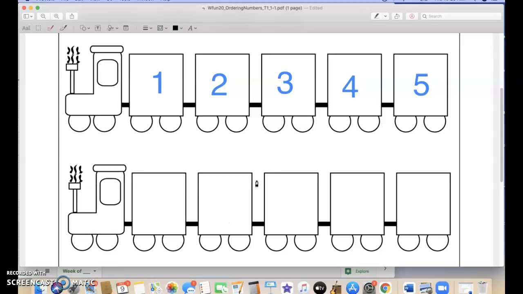Go ahead and try by yourself to do the opposite and order them from largest in the first train car all the way to the smallest in the last train car. Go ahead and pause your video and try this.